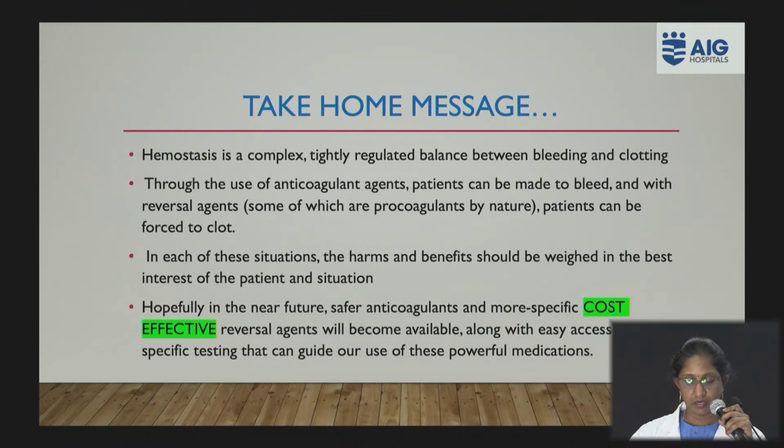Take-home message: hemostasis is a complex, tightly regulated balance between bleeding and clotting. Through the use of anticoagulant agents, patients can be made to bleed, and with reversal agents, some of which are procoagulants by nature, patients can be forced to clot. In each of these situations, the harms and benefits should be weighed in the best interest of the patient and situation. Hopefully, in the near future, safer anticoagulants and more specific cost-effective reversal agents will become available, along with easy access to specific testing that can guide our use of these powerful medications.